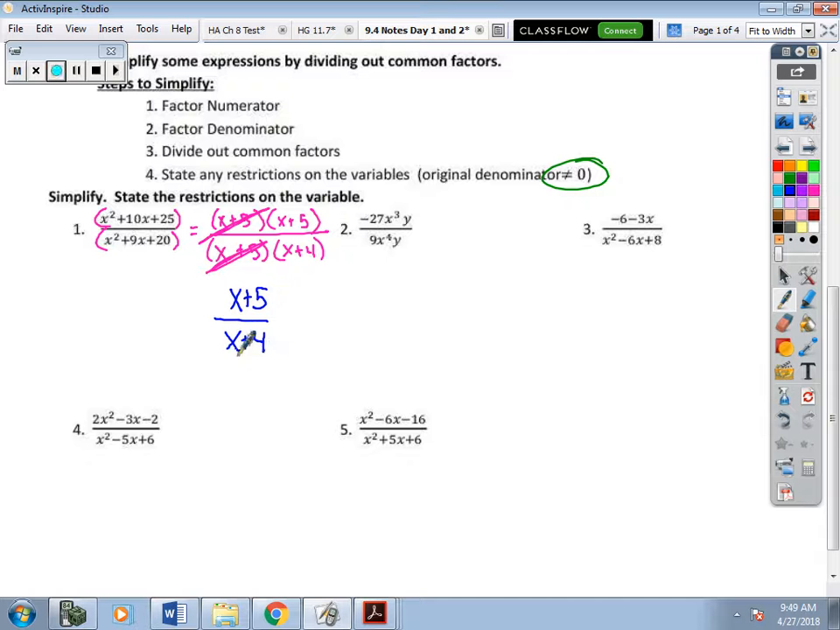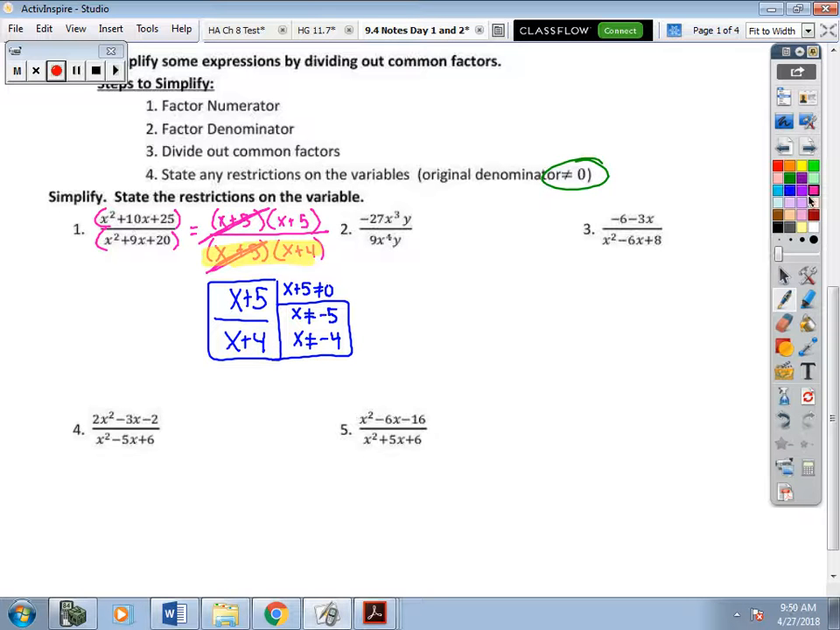You cannot cancel out the x's. This is our answer. Our restrictions are that the original denominator cannot be 0. So we would have x plus 5 cannot equal 0, which would tell me x cannot equal negative 5. And the other one, we would subtract 4 to get that it also cannot equal negative 4. So we have 2 restrictions. Even though these were divided out, you have to look at your original before clearing those. So those are our 2 restrictions.